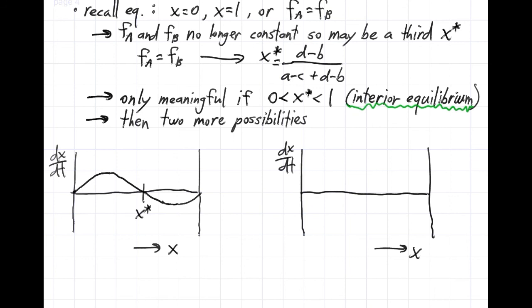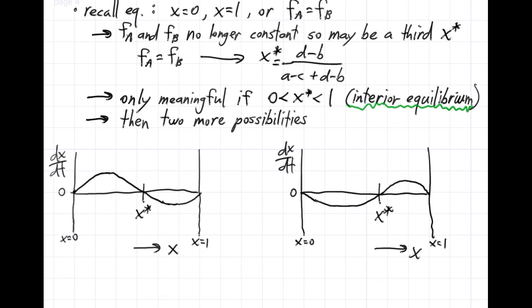The other possibility is that it starts in the negative. So it goes down like this, and then it crosses, and it crosses again. So those are the two other possibilities that can occur if X star is between 0 and 1. What you should do now is try to figure out the stability of these equilibria.